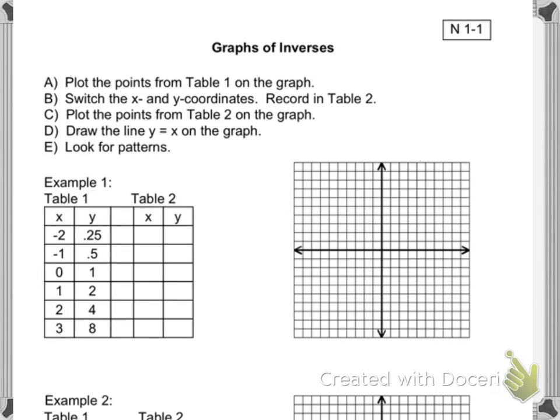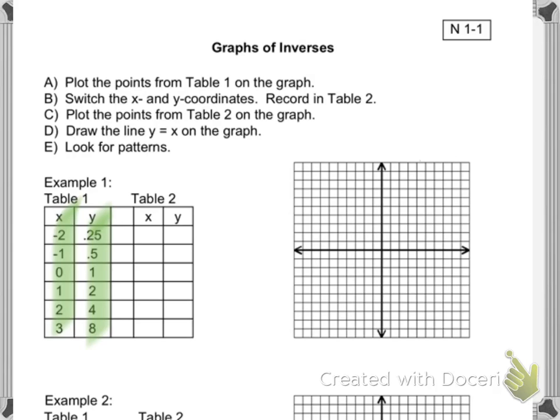Alright, in our first lesson for the spring semester, we're going to talk about graphs of inverses. And we're going to switch the points. We're going to first plot the points from table 1. So I'm going to plot those in green here on my graph. So let's go and do that.